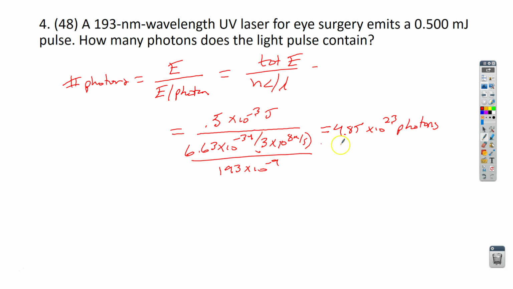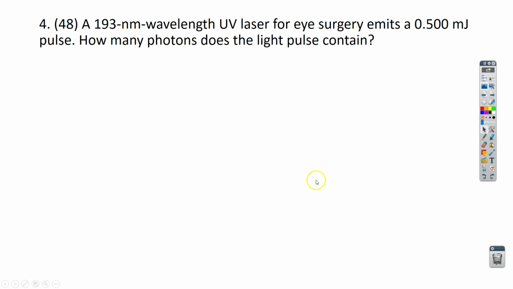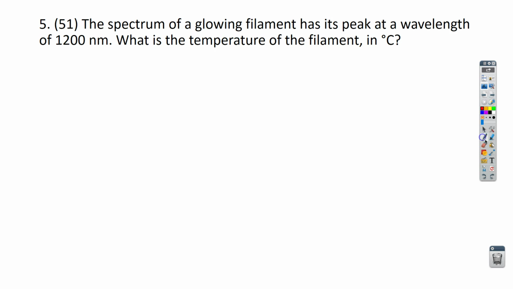That's a huge number, and that's kind of what we would expect from this. Next problem is number 51. And in number 51, now we're switching to looking at temperatures again. It says the spectrum of a glowing filament has a peak at a wavelength of 1200 nanometers. They want to know what is the temperature of the filament, and here they want it in degrees Celsius.